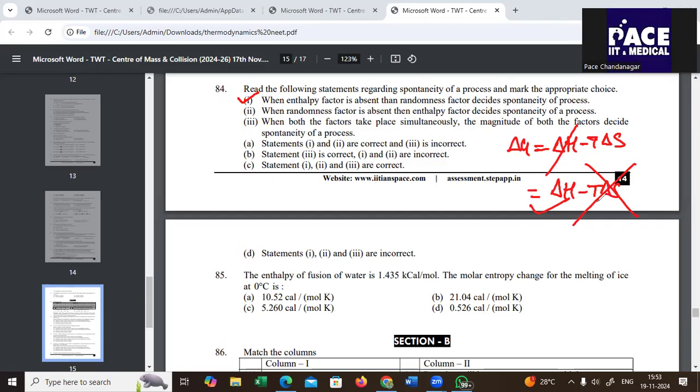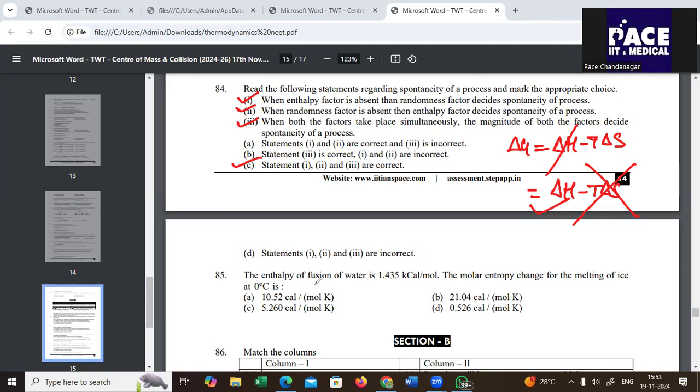If it is exothermic, then the reaction is spontaneous, because exothermic means delta H is negative. So negative implies delta G is negative, which implies the reaction is spontaneous. When both the factors take place simultaneously, the magnitude of both the factors decides. Only the magnitude will tell us which is greater, the positive value or the negative value. The more negative value you get, the more spontaneity you have, because delta G will be more negative. So options 1, 2, 3, all of them are correct. Option C is our answer there.